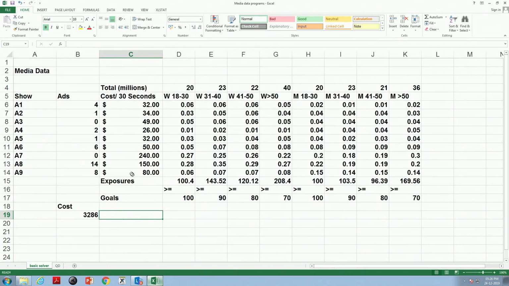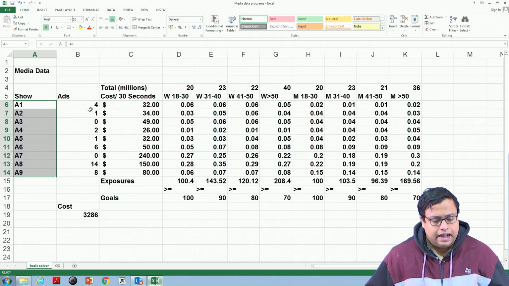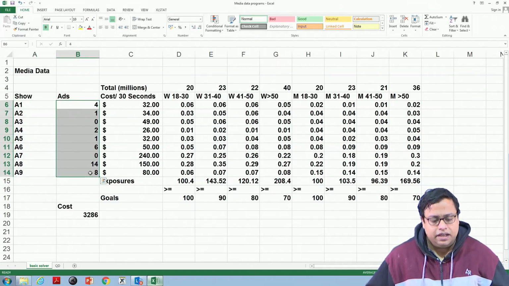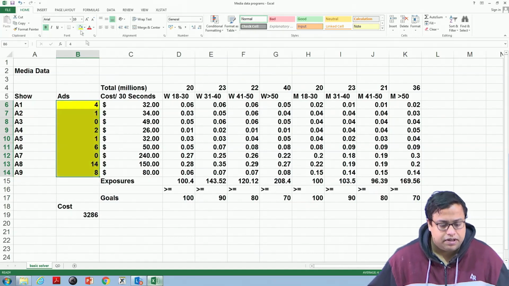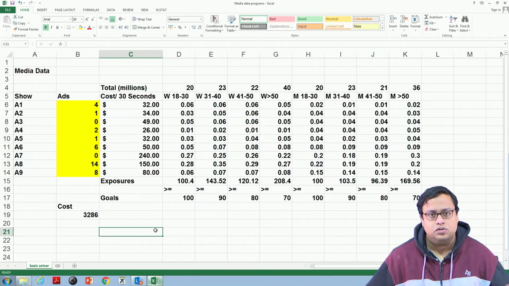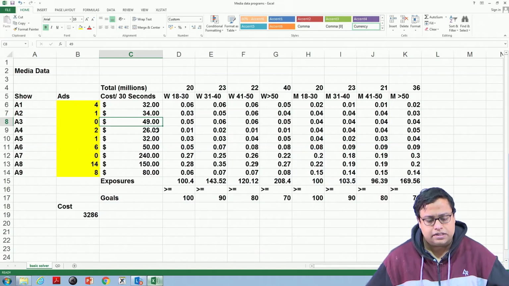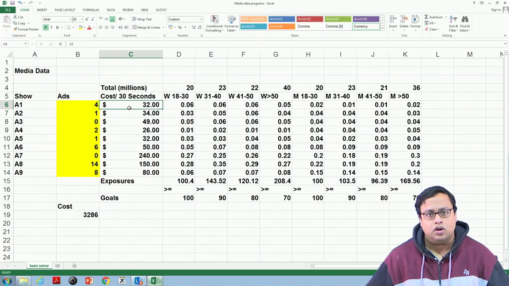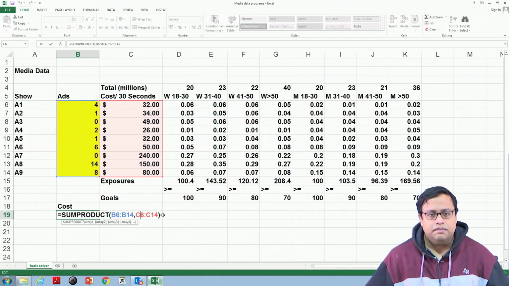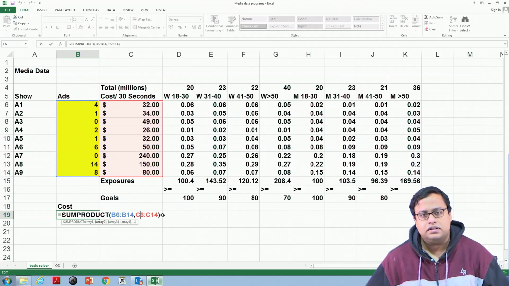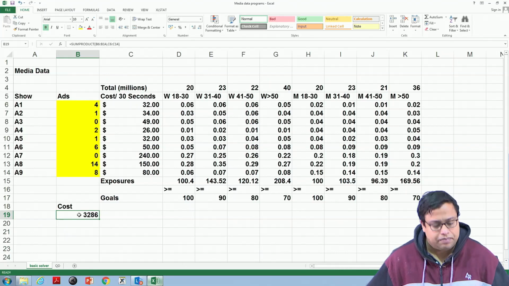Check the data set. The data set has 9 shows, A1 to A9, and these are the number of ads that you give on those shows. This is the decision variable. You decide at a later point of time how many ads to give and how many not to give. And this is the per 30-second cost of those ads. So, each ad will cost $32. Then what is the total cost? The total cost is nothing but the sum product of B6 to B14 with C6 to C14. This cost is something that you try to minimize.